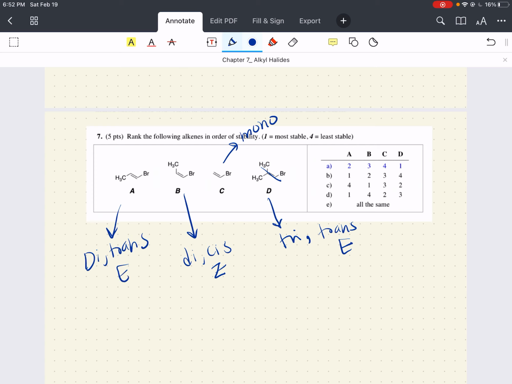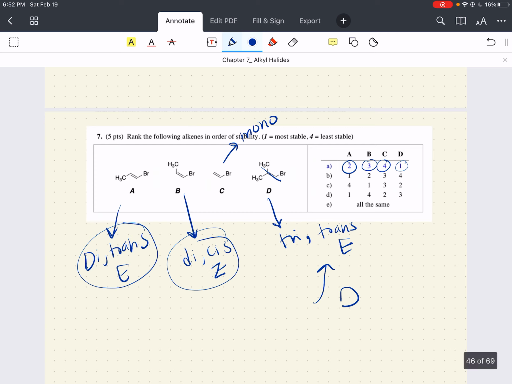All right, the most substituted alkene in configuration E is going to be the most stable. So D gets 1 because it's the most stable. Next, what's the next most stable? It's this di-substituted alkene in E. So A is the next most stable, and we give it a 2. Then next up is the di-substituted Z configuration. So B gets 3, the third most stable. And C, this mono-substituted one, is the least stable of the alkenes, so it gets a ranking of 4. All right, so our answer is A.